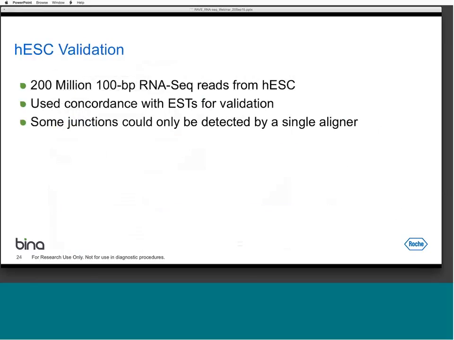So that was a simulation study. We also considered some real data. So our 200 million 100 base pair RNA-Seq data set, we aligned these with the 3 aligners. And because we don't have a ground truth here, we use concordance with ESTs for validation. Then we considered some examples of junctions which can only be detected by a single aligner. These are junctions which could be validated by ESTs, but only detected by a single alignment tool.